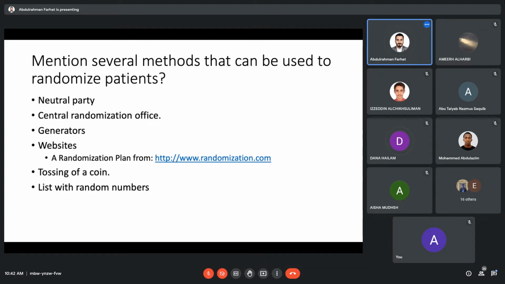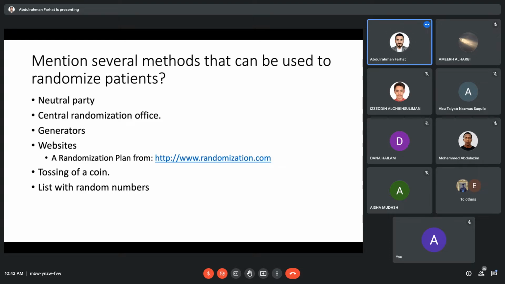There are generators, there are websites. You can simply toss a coin. So you can say, if I get a writing, it will go to group 1. If I get a face, it will go to group 2. Or you can have a list with random numbers. All of these are methods of randomization.